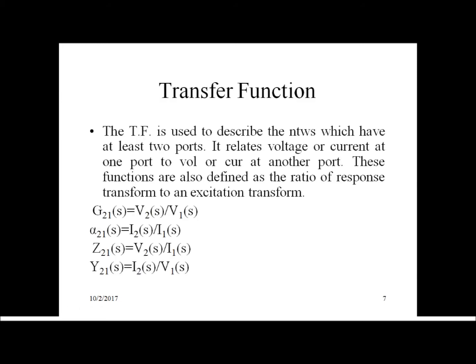Transfer function: it is used to describe networks which have at least two ports. It relates voltage or current at one port to voltage or current at another port. These functions are also defined as the ratio of response transform to excitation transform. G21 is V2 by V1, alpha 21 is I2 by I1, Z21 is V2 by I1, Y21 is I2 by V1. G21 is voltage gain, alpha 21 is current gain, Z21 is transfer impedance, Y21 is transfer admittance. Everything in the frequency domain.